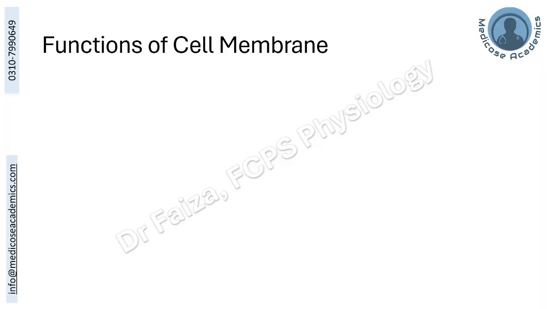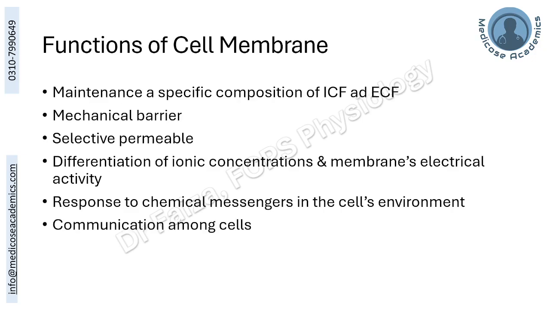constituents. Starting from the major functions of the cell membrane, as we all know, this is required for maintenance of the specific composition of intracellular fluid versus extracellular fluid. Also, it acts as a mechanical barrier to contain the internal environment different from the external environment of the cell. Cell membrane is selectively permeable. Although it allows for movement of substances into and out of the cell, that permeability is selective.